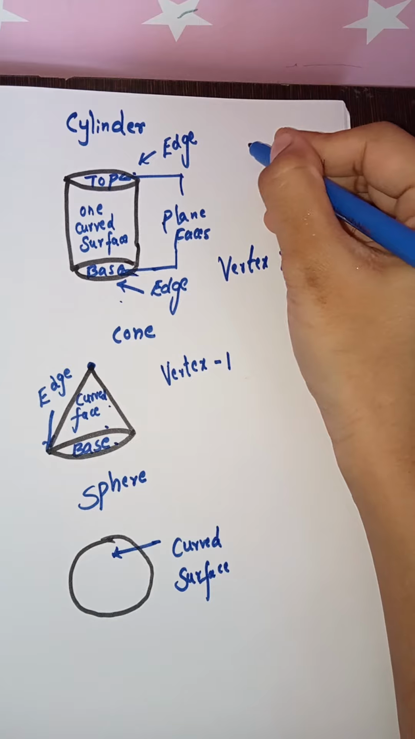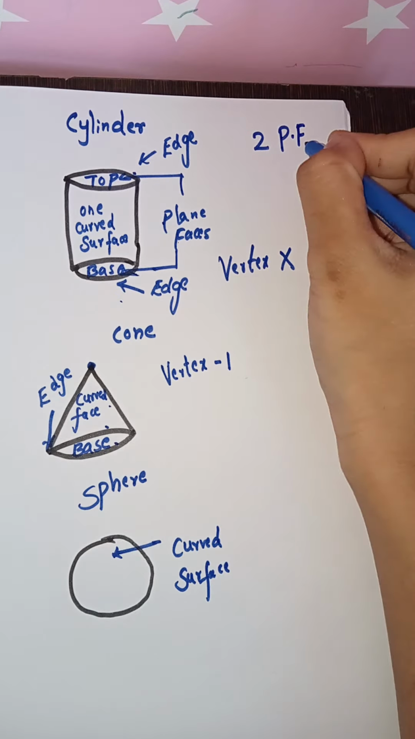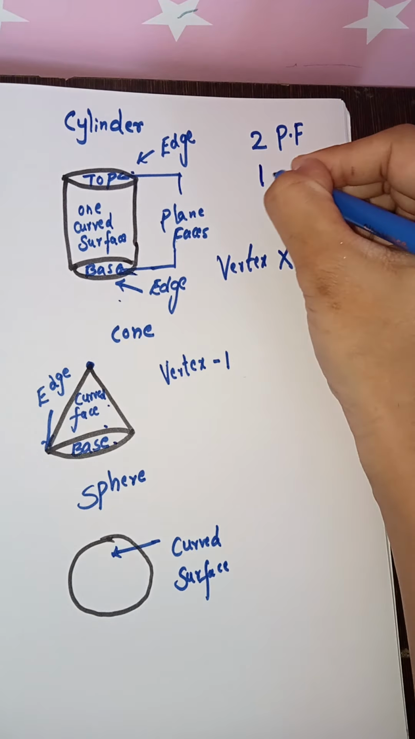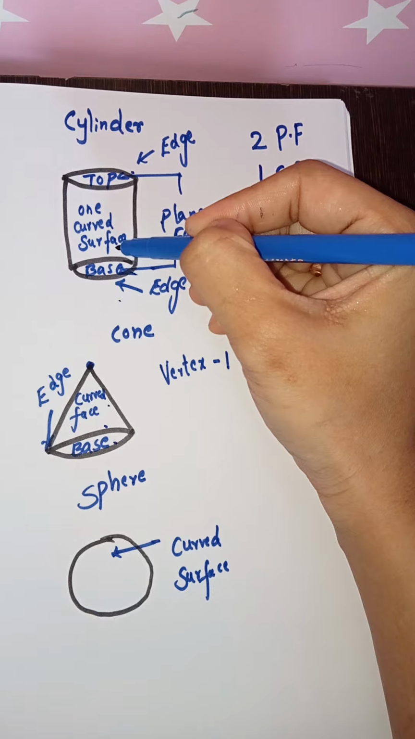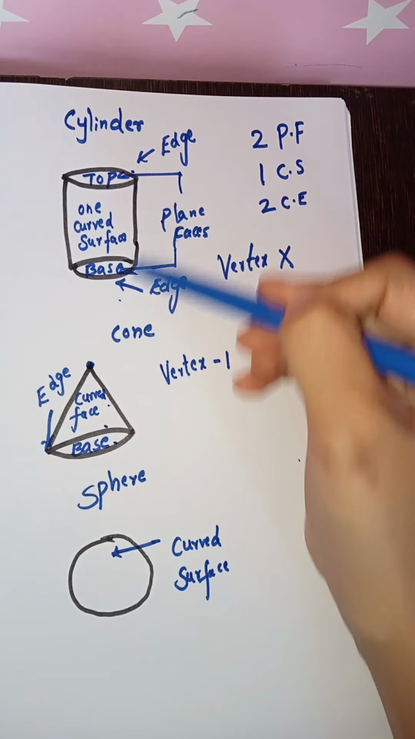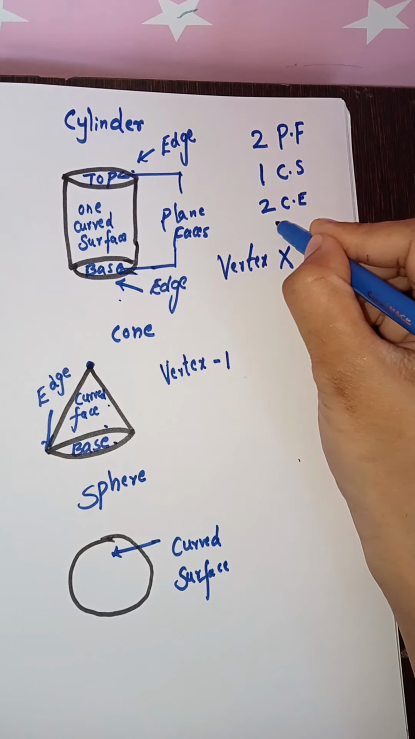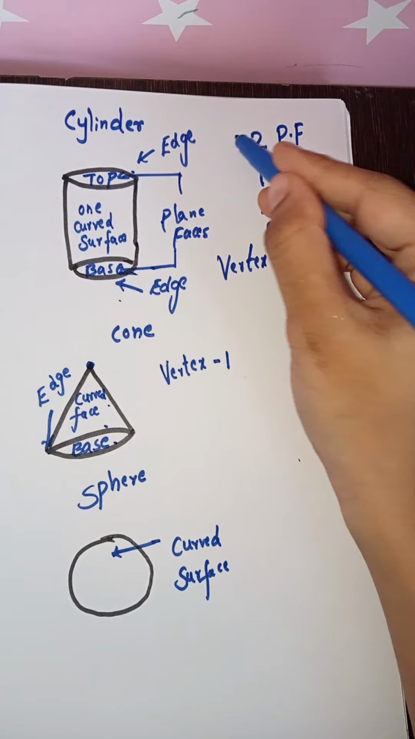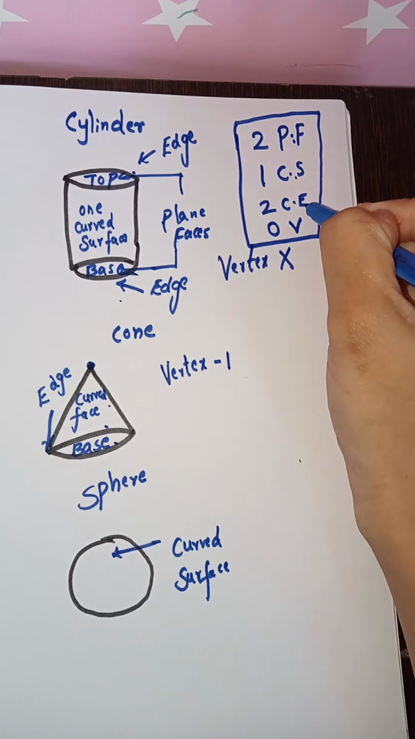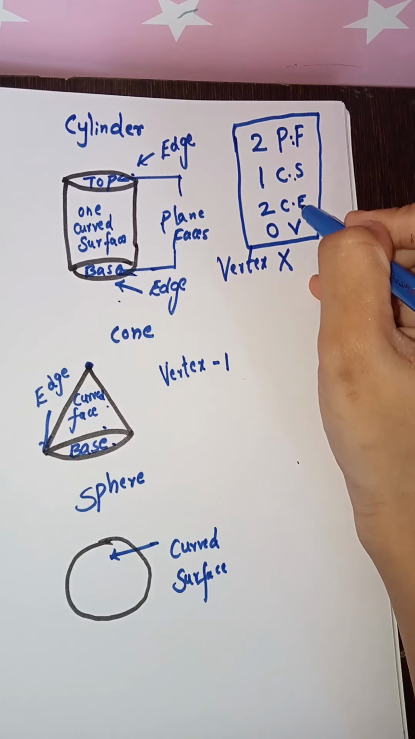I'll just write it roughly. A cylinder has two plane faces, in short form like this. PF means plane faces, one at the top and one at the base, and one curved surface. It has two curved edges, one and two, one at the top and one at the base, where the curved face meets the plane faces. It has no vertices. Vertices means corners, zero. So briefly you just understand this: plane faces, curved surface, curved edges and vertices. This is about the cylinder.